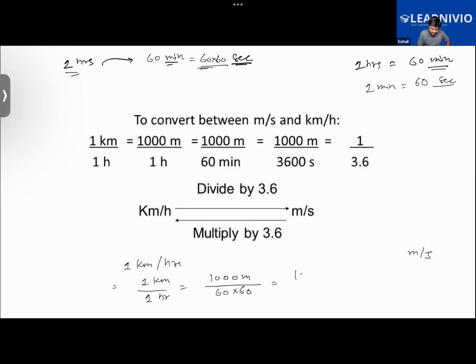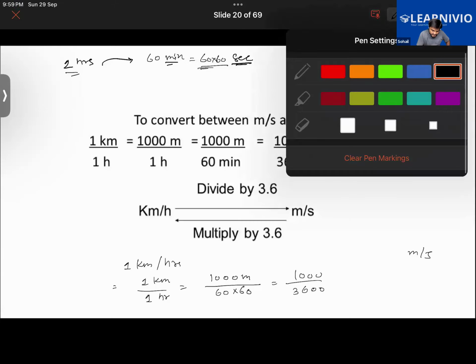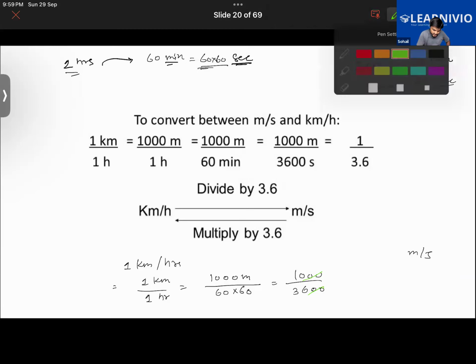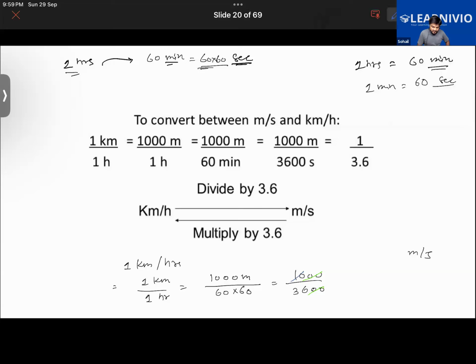So now it's 1000 upon 3600. Cancel the zeros. These two zeros in the denominator and the numerator cancel. Now simplify it. 5 twos are 10, 2 eighteens are 36. So what you are getting? 5 upon 18.